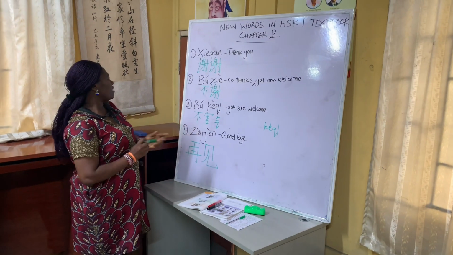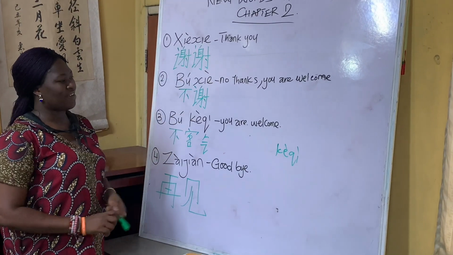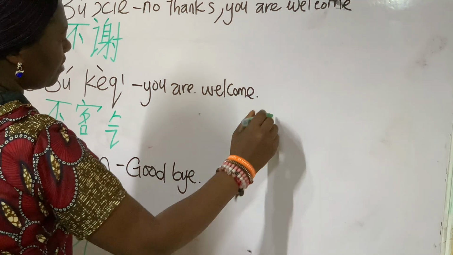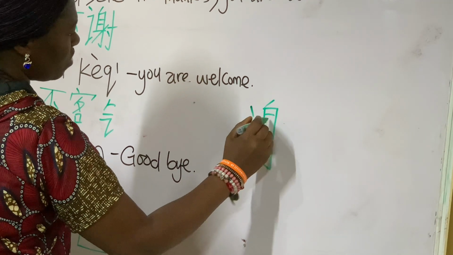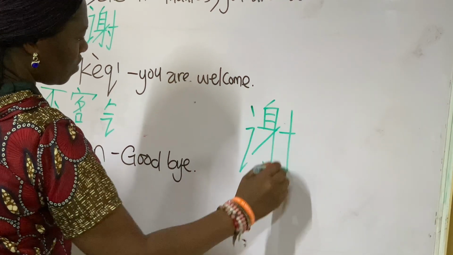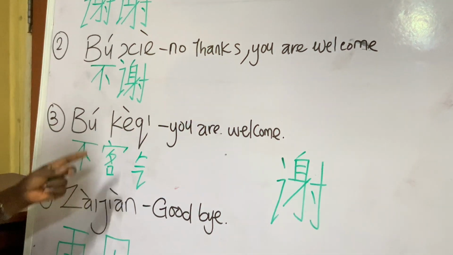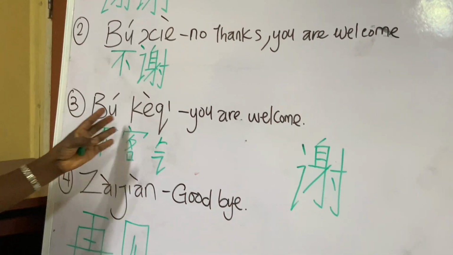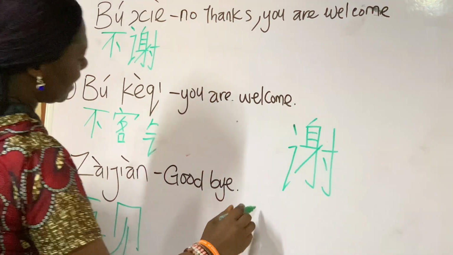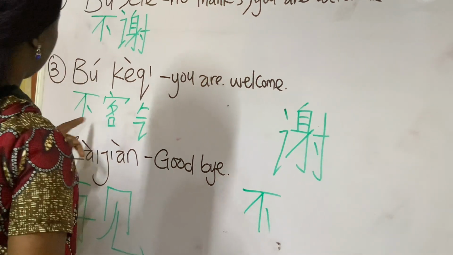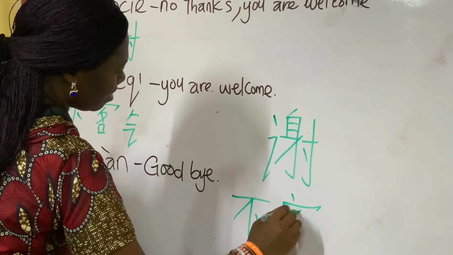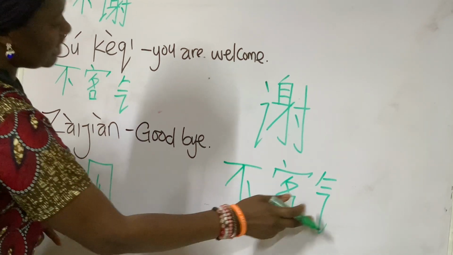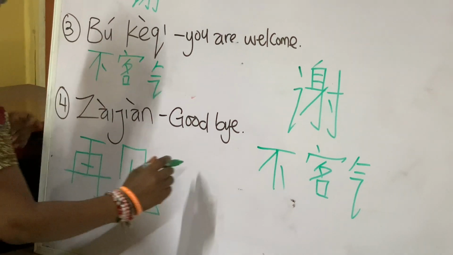Okay, so let's recap. The first one is what? Xiexie. I hope you already learned the character. Let's do it one more time. For xie, first of all, it is the speech radical, this, hong, hong, hong, shu. Okay, this is xiexie, repeat it. Then the second one is what? Buxie, that means still the same xie. And the third one, bukeqi, bu is actually very simple to write. Then ke.